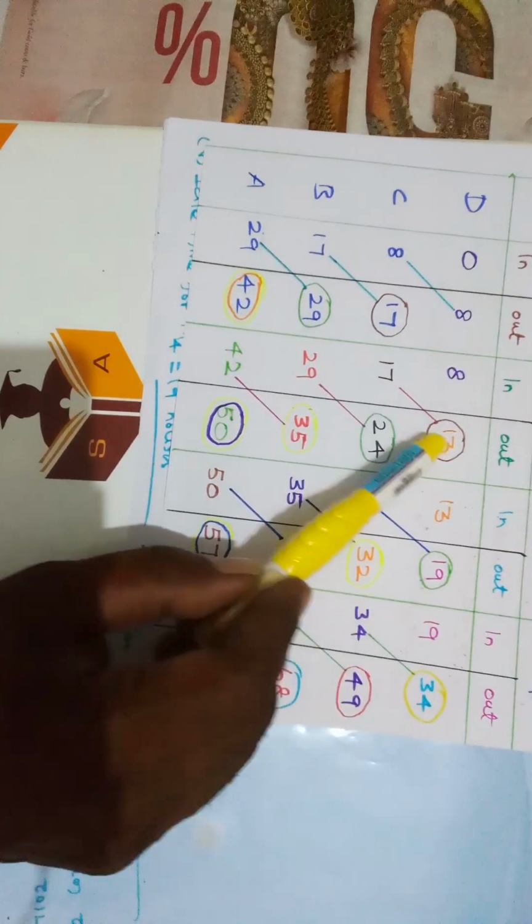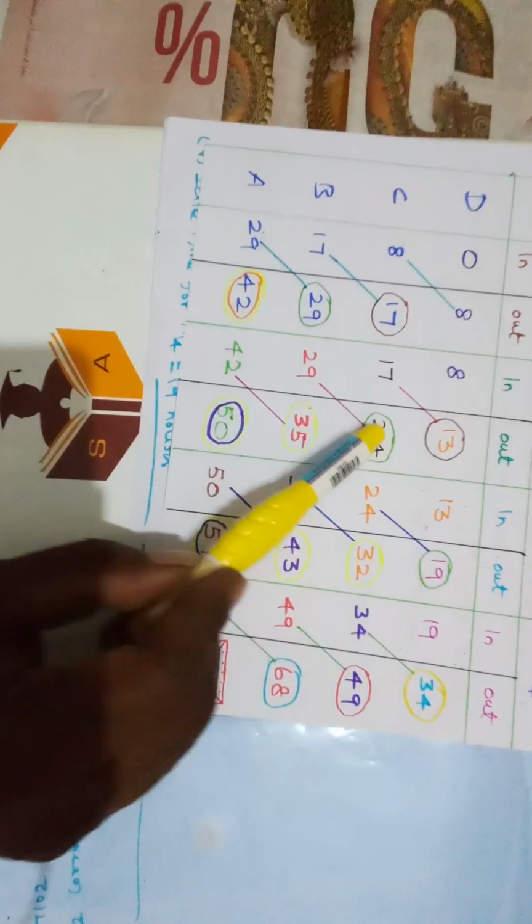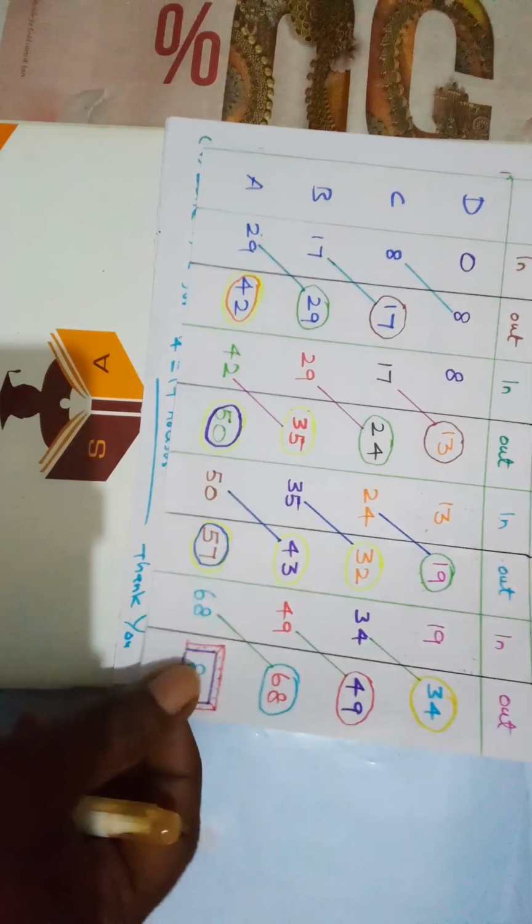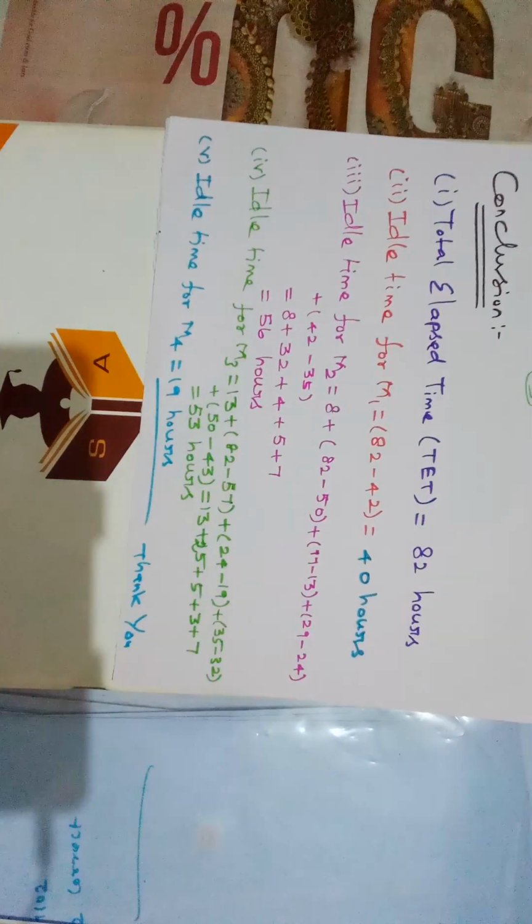Okay, 17, 13, the difference is 4. 29, 24, the difference is 5. 42, 35, the difference is 7. So you must add all the things, you will get 56 hours. Okay, that is the time machine 2 is at rest.